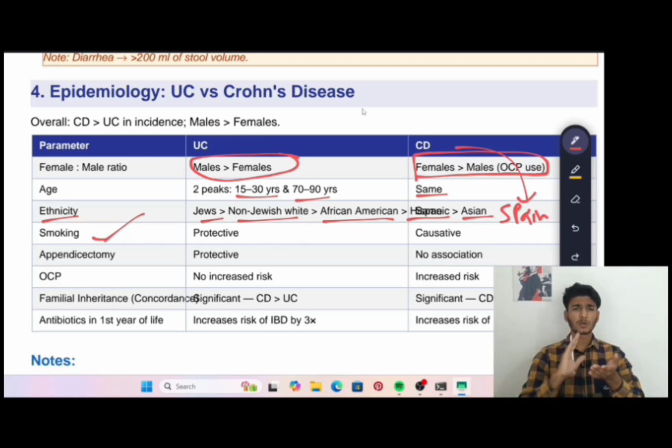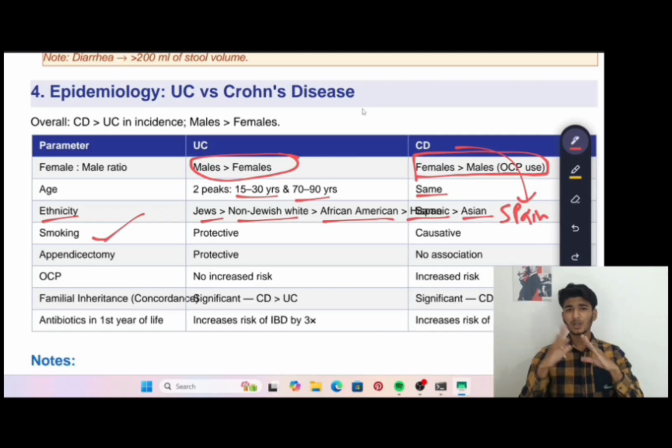disease. Why will it act as a protective agent in ulcerative colitis? Just because of the presence of nicotine. The nicotine will go and bind to the nicotinic receptor. If the nicotinic receptor is blocked, it will decrease the inflammation. And if the inflammation is decreased, the ulcerative colitis is basically getting symptomatic treatment, it is getting cured.